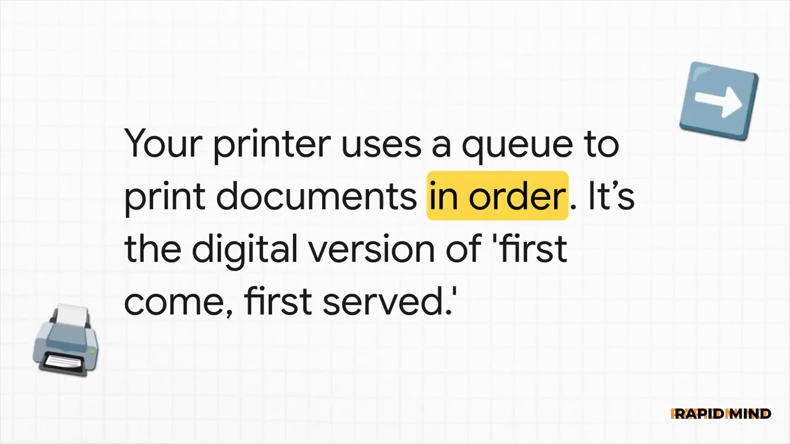Your printer is a classic example of a queue. When you send 5 different documents to print, they don't just come out in a random order. The printer puts them all into a queue and prints them out in the exact order you sent them. The first document that went in is the first document that comes out. It's the digital version of waiting your turn.